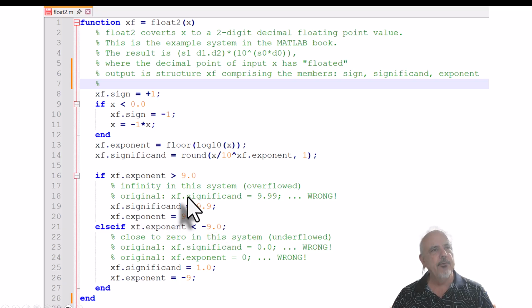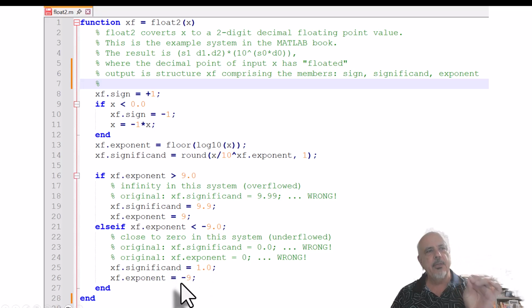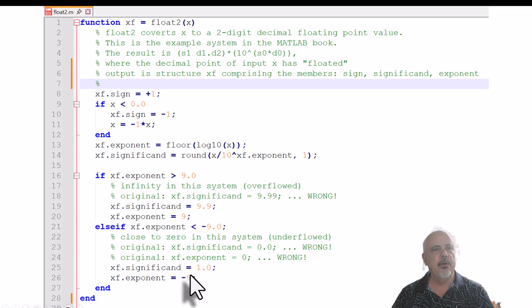So that's overflow. Underflow is when the exponent is very, very small, and from these calculations, it ends up looking like it's less than -9. In that case, you want to make sure that your significand is 1.0, and then you make your exponent -9, and that's the smallest number you can represent.